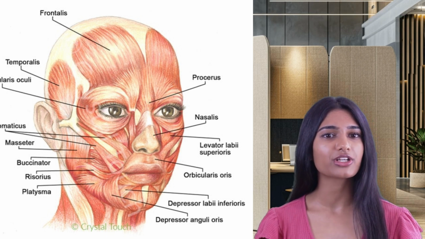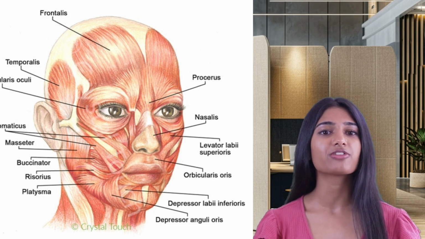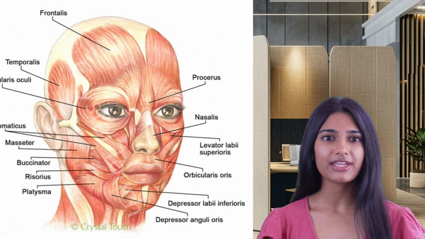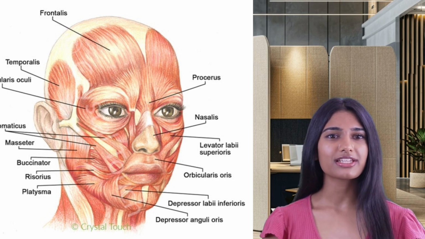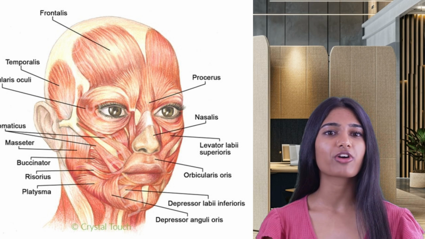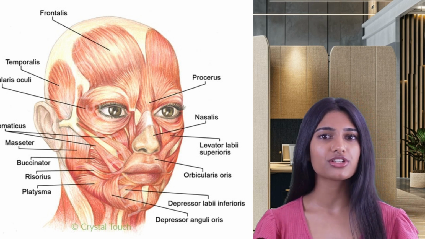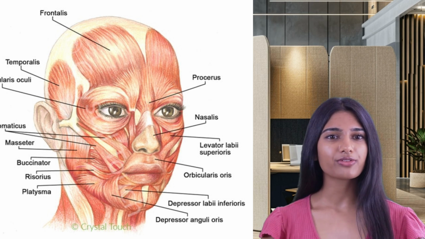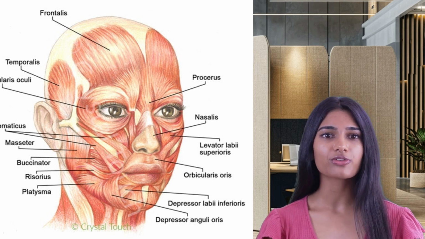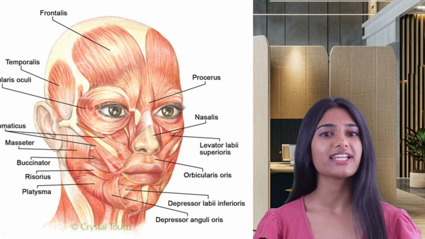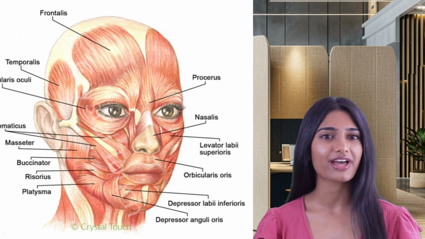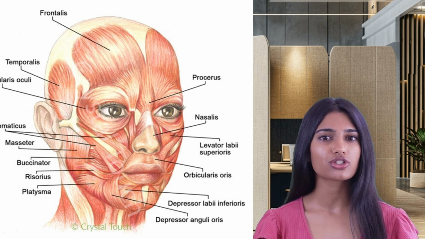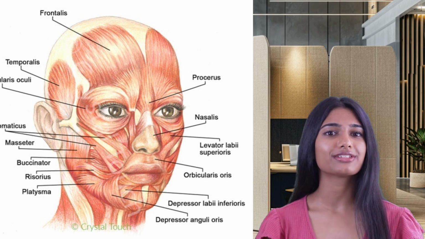Depressor labii inferioris arises from the oblique line of the mandible, passes upward and medially as a quadrilateral sheet, and is inserted into the skin of lower lip. Its actions include drawing the lower lip downward and somewhat laterally, and helping in the expression of irony. Depressor anguli oris arises from the posterior part of oblique line of the mandible and is inserted into the skin of lower lip. Its action is to retract the angle of mouth.